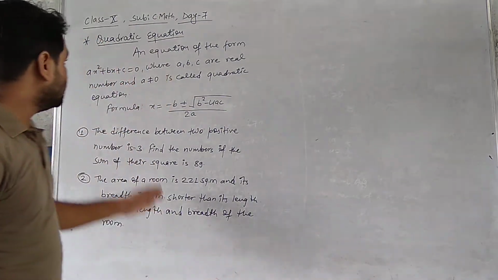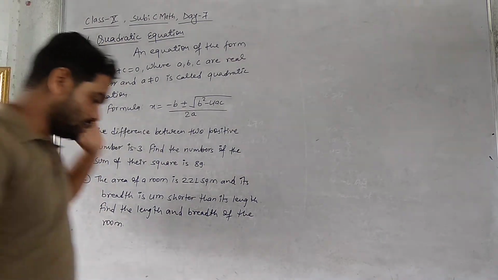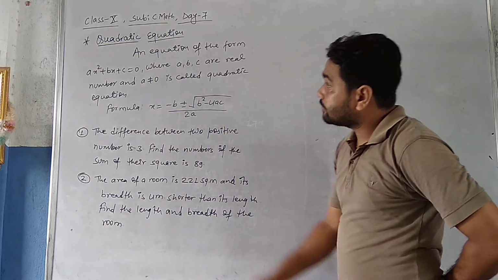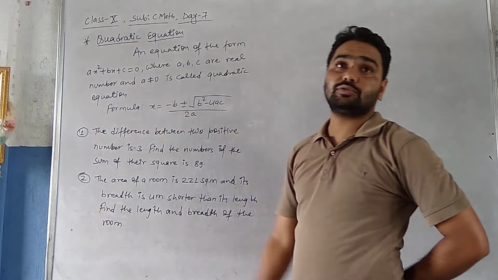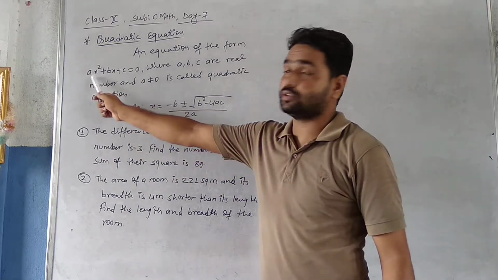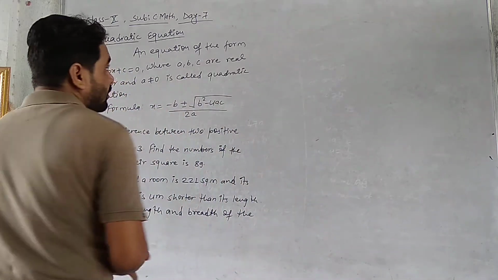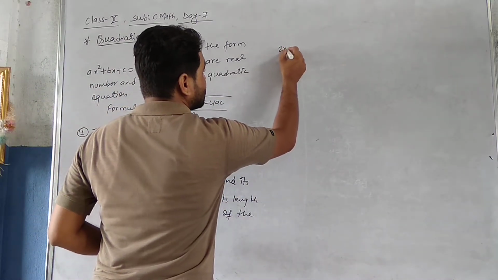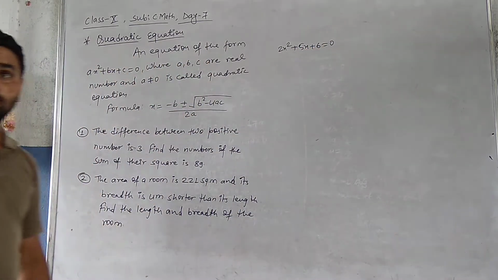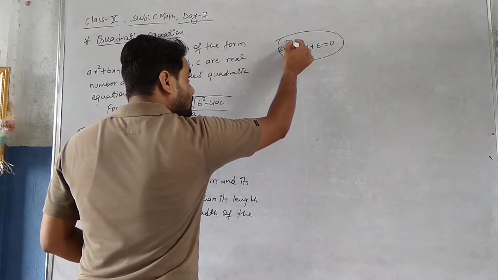Now here we are in the quadratic equation, and I have written the definition of the quadratic equation. Look here, it is given that an equation of the form ax square plus bx plus c equals to 0, where a, b, c are real numbers and a not equals to 0, is called the quadratic equation. For example, 2x square plus 5x plus 6 equals to 0. This is in the form of the quadratic equation, and here the power of x is 2.